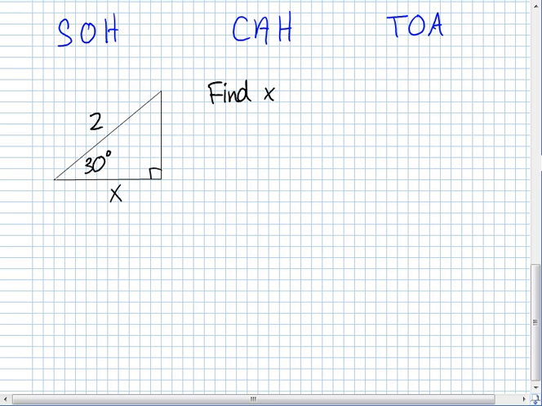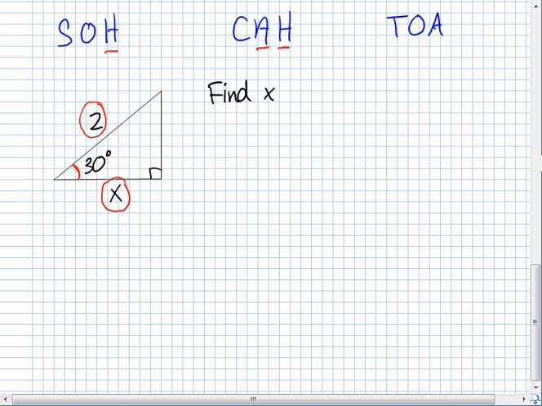And to do that, I'm going to first of all decide which ratio to use. I have the angle 30 degrees. 2 is the hypotenuse. So I'm either going to use sine or cosine. I'm trying to find x, which is the adjacent side. Oh, look at that. I'm going to use cosine.